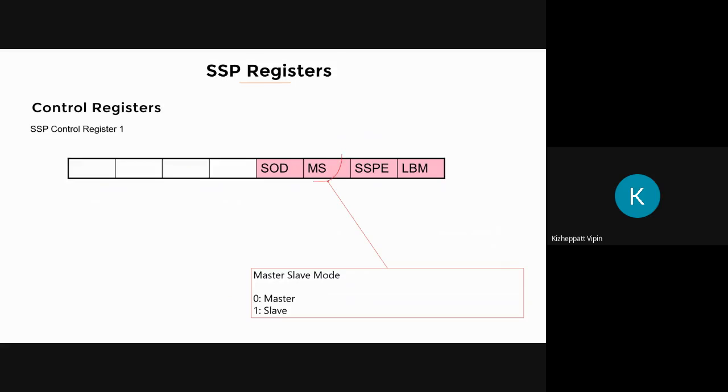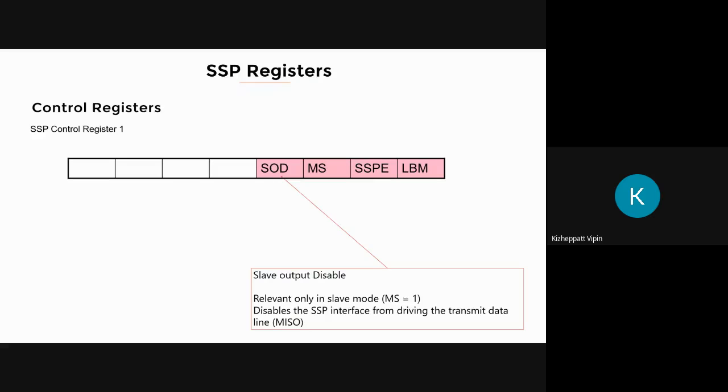Master slave mode, yeah. So as I mentioned, each of them can act either as master or as slave. Whether it should act as master or as slave is decided by setting this bit. If you set it to 0, which is the default value, the interface will act as a master. If you set it to 1, it will act as a slave. It's straightforward.